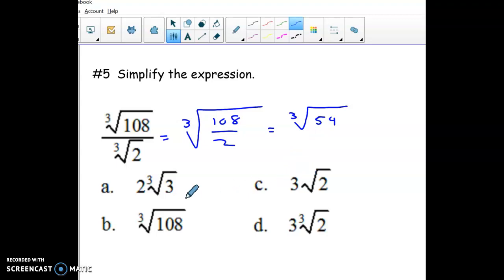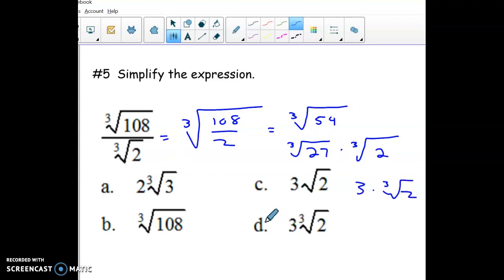And then if you notice our answers here, it doesn't match an answer because we got to simplify. So we got to do just like we did on the previous questions, do perfect and non-perfect. For 54, the perfect root number is 27. It's a perfect cube, and that divides 54 evenly. So 27 and 2. And then the cube root of 27 is just 3. So you have 3 and then third root of 2.